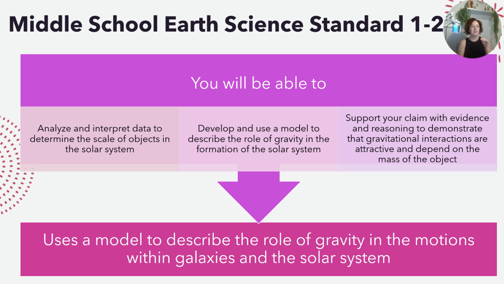So by the end of this unit, you should be able to analyze and interpret data to determine the scale of objects in our solar system, develop and use a model to describe the role of gravity in the formation of our solar system, as well as support your claim with evidence and reasoning to demonstrate that gravitational interactions are attractive and depend on the mass of the object. Okay, so we're going to start taking the portions that we didn't cover in gravity and start kind of making those dots so that hopefully in a couple of days we can start connecting them all.